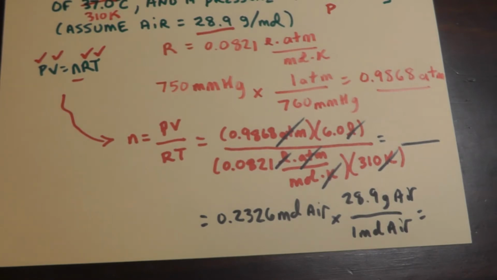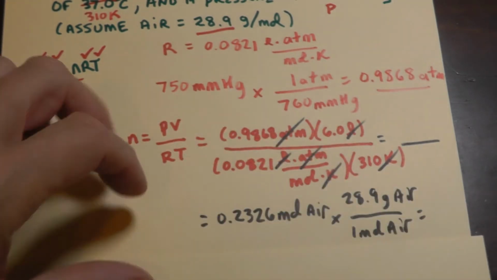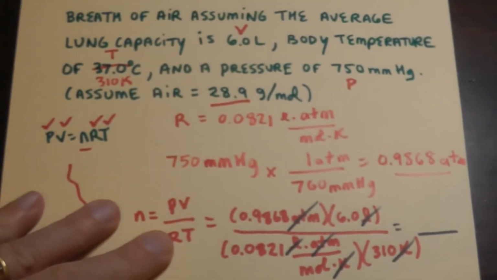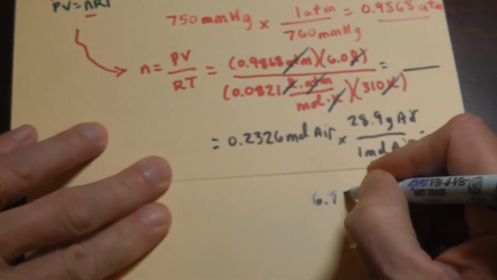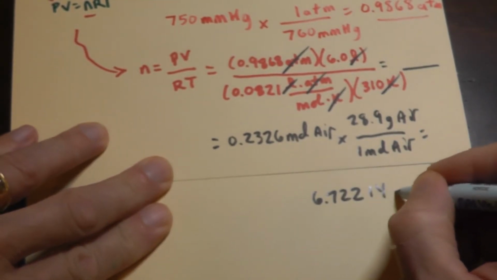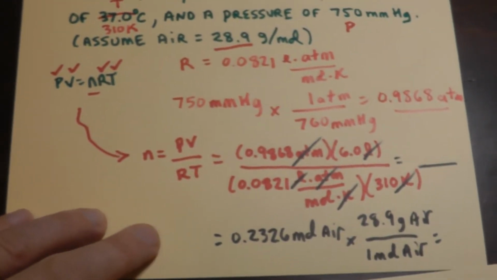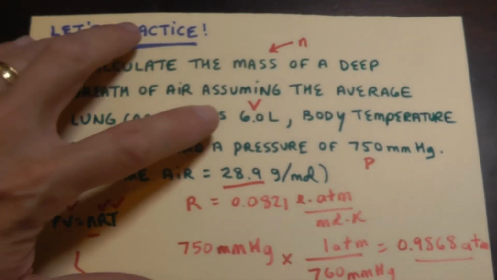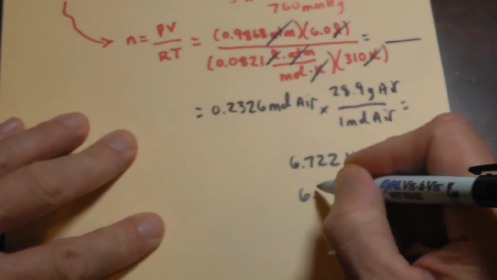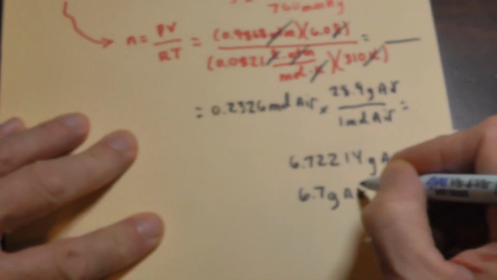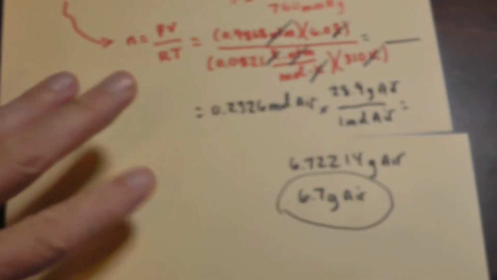And then we'll have our answer, and then the only thing left to do, of course, is to round our sig figs. What did I have? Well, let's get our number first, okay? 0.2326 times 28.9 is 6.722 grams of air. Now I got to have a conscience about my sig figs. The least number of digits given was 2 with my volume, so I'm going to just call my answer 6.7 grams. And that's how much mass you gain if you take a deep breath.